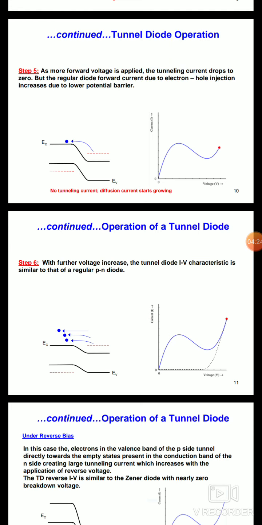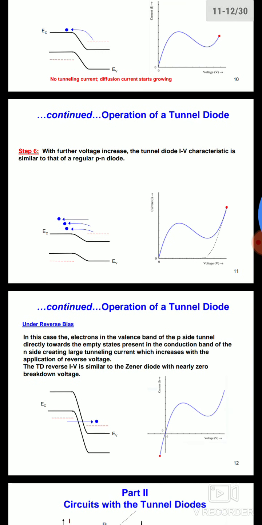And the portion of the curve in which the current decreases as the voltage increases is the negative resistance region of the tunnel diode. The negative resistance region is the most important and most widely used in the characteristics of the tunnel diode. And this tunnel diode, operating in the negative resistance region, can be used as an amplifier or as an oscillator. And in step 6, which shows the IV characteristics of the tunnel diode, which are similar to the regular PN junction diode in the forward bias condition.